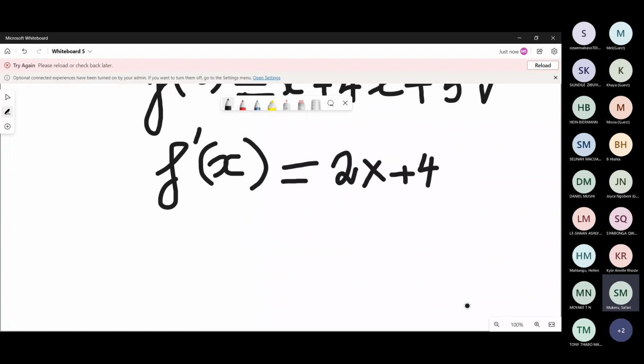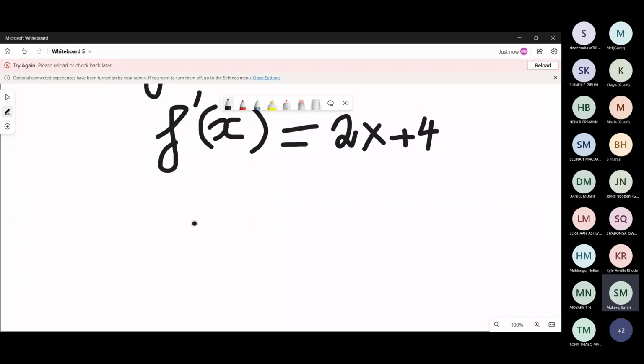We discussed some rules for differentiation last session. What was, again, our first rule for differentiation? We have the power rule. Do you remember the power rule?